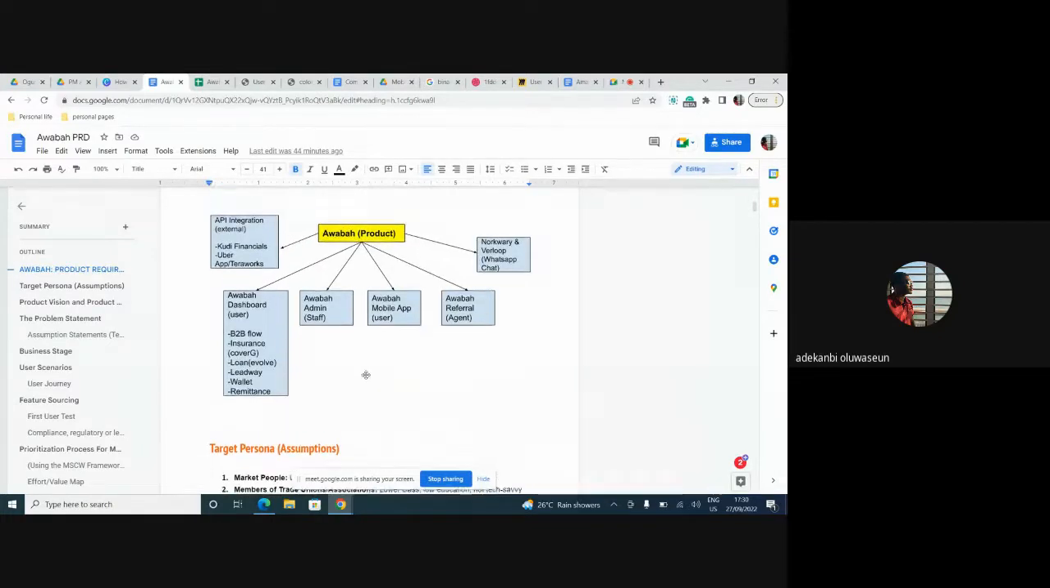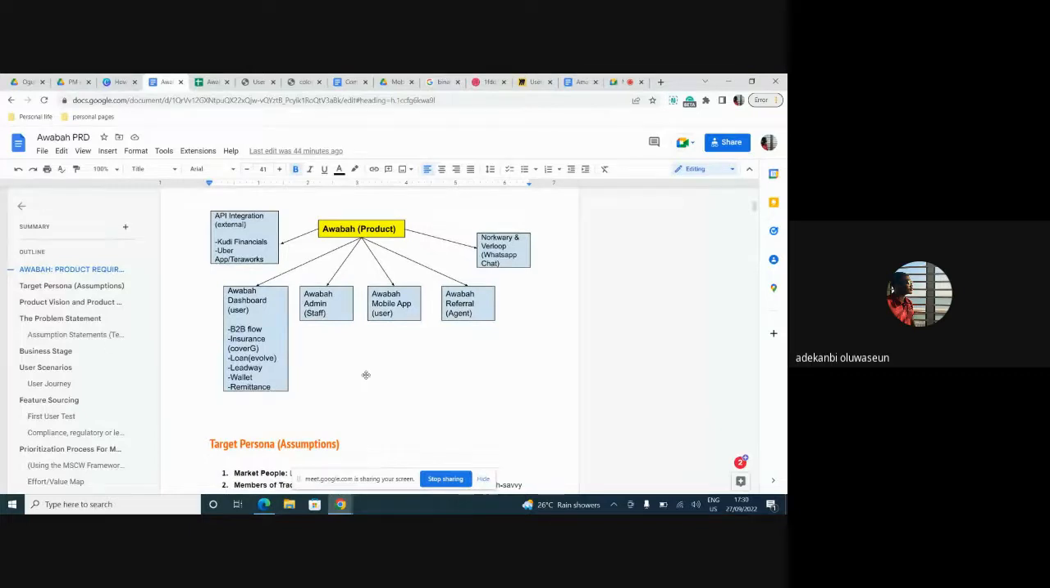All right. So the first thing in my PRD here is that I highlighted that Awaba is a product, but there are different parts of the product. So you have the mobile app. The mobile app is a product in itself. Then there's a dashboard for the admin, the management staff. So the admin dashboard is a product in itself. They also have a platform for agents, referral agents, people that onboard other users, right? Those ones have their own dashboard. Now that is a product by itself, right?